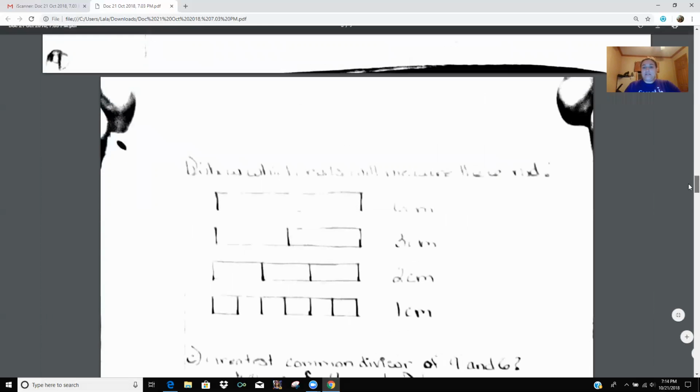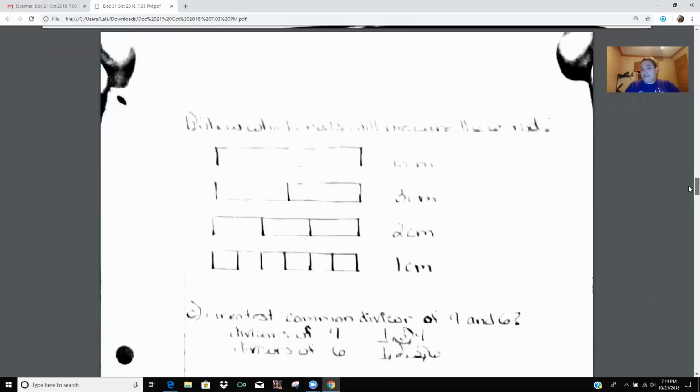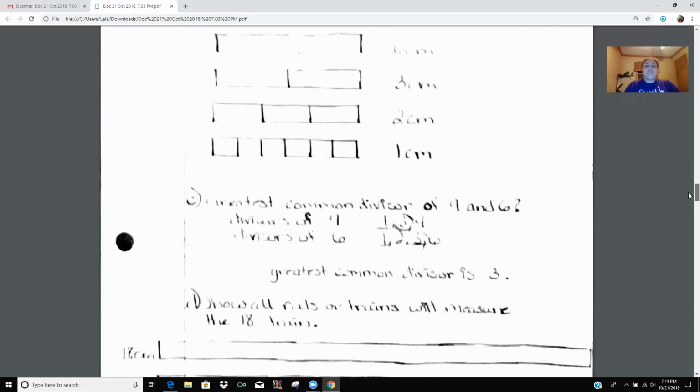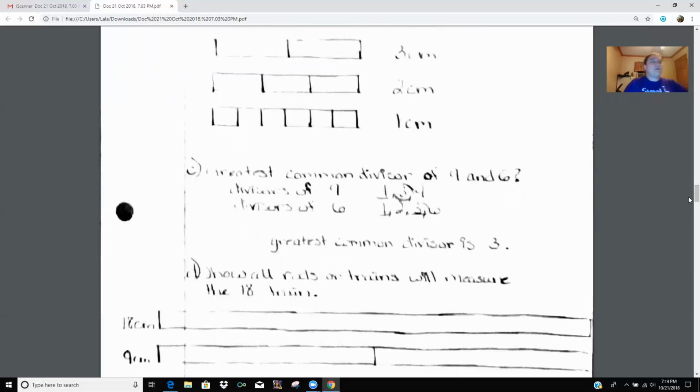All right, B is just the same thing, it's just with the 6 centimeters instead of 9. Now I want to know what the greatest common divisor of 9 and 6 is. So what we do is we'll write them out. For 9, it's 1, 3, and 9. And for 6, it's 1, 2, 3, and 6. The only one they really have in common besides 1 is 3. So that is our greatest common divisor.